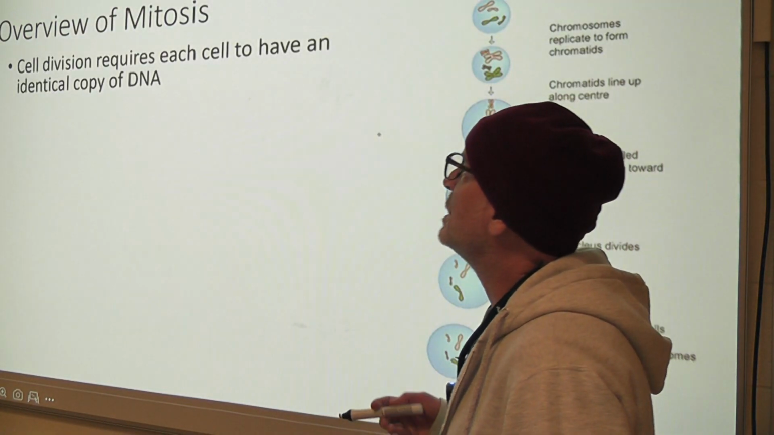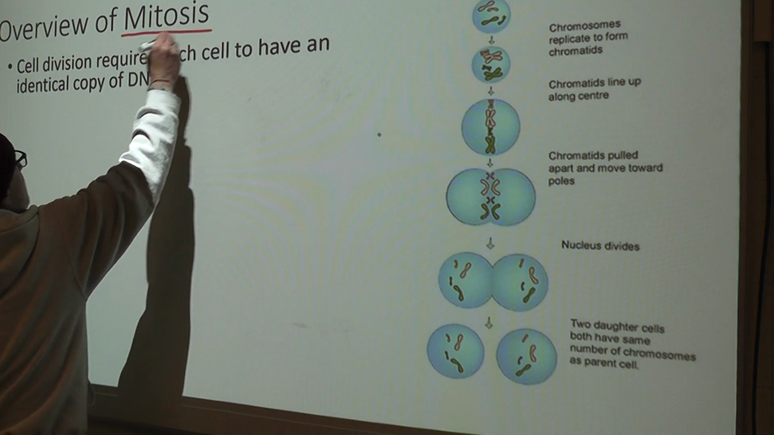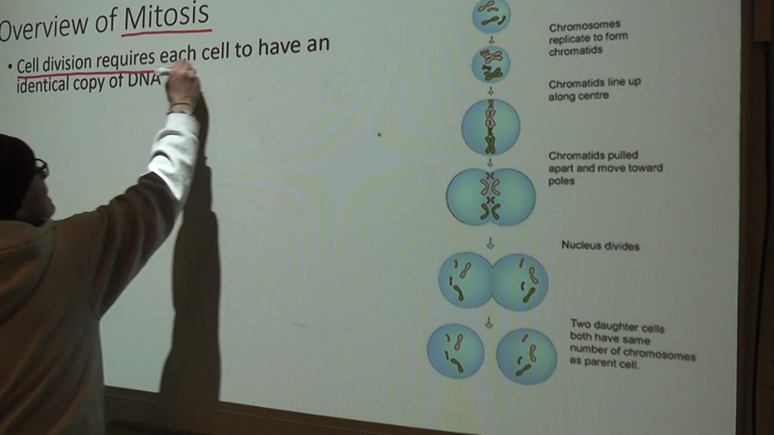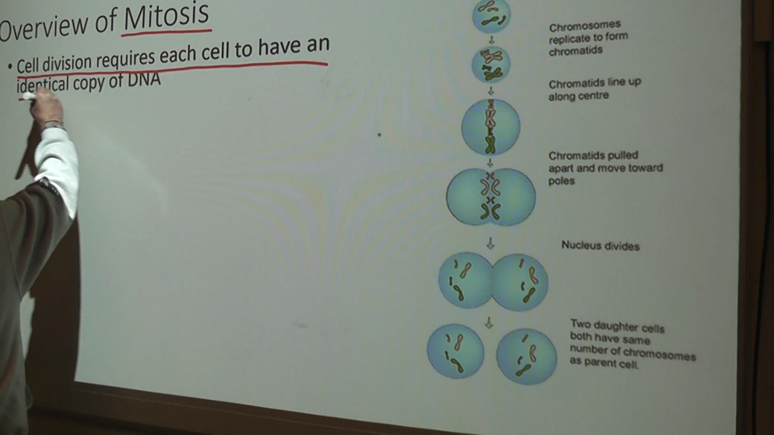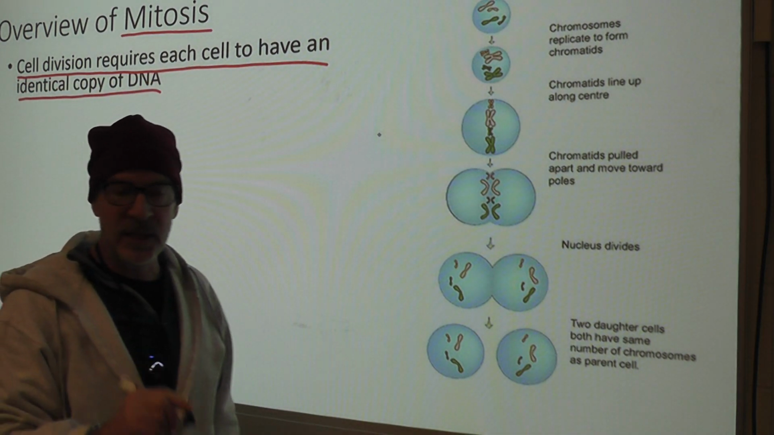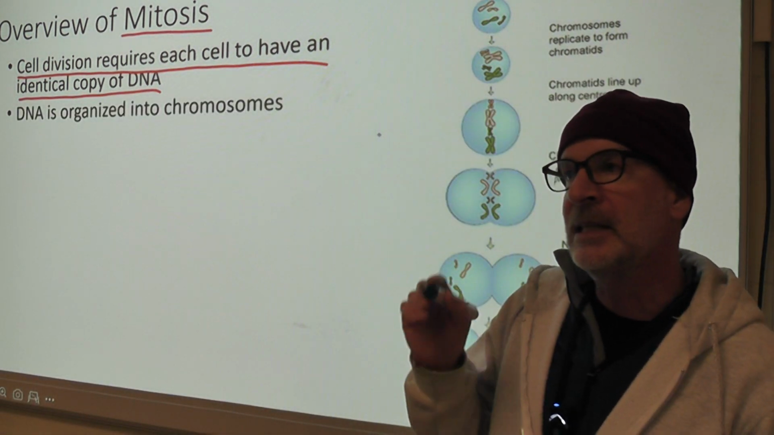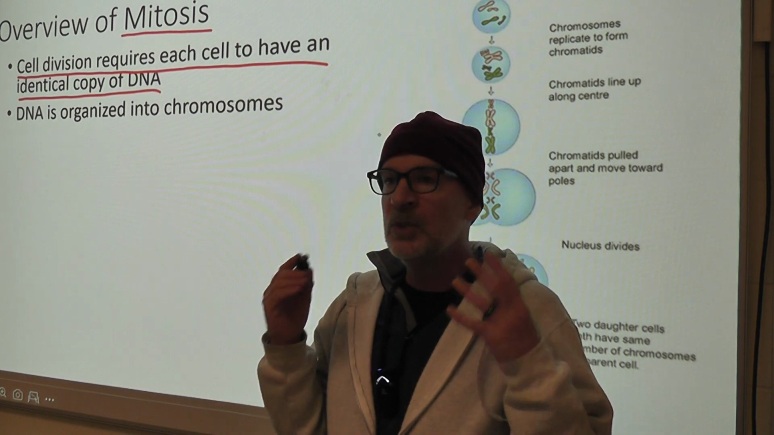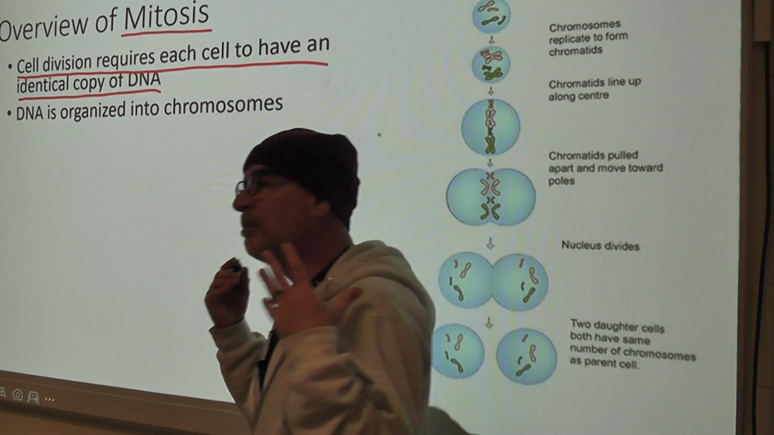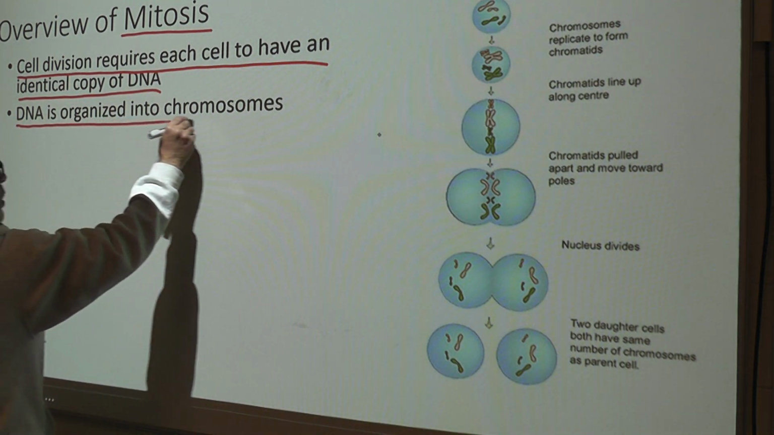Mitosis is the division of DNA. So during mitosis, what happens is identical copies of DNA are prepared for each cell. And we'll talk about some of this stuff in a little bit more detail in a second. But basically, inside cells, there's not just one piece of DNA. There's a bunch of pieces of DNA. And those pieces of DNA are called chromosomes.